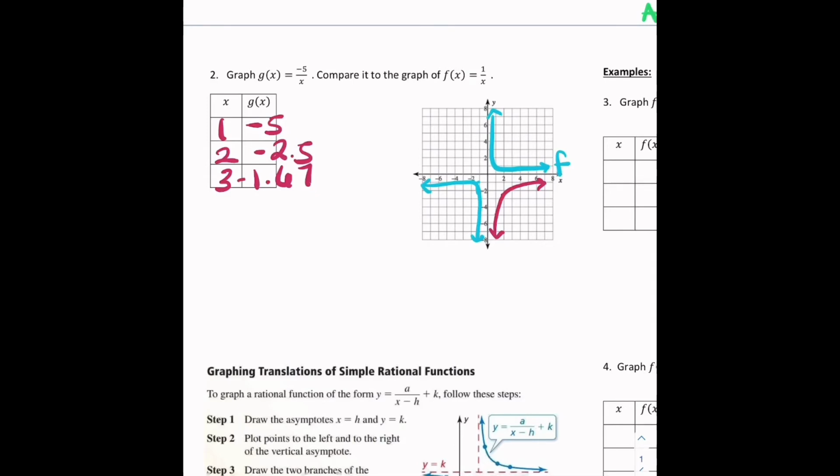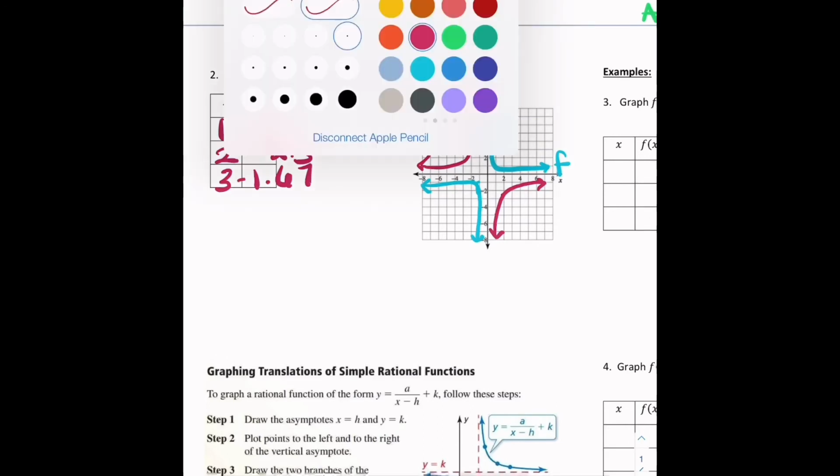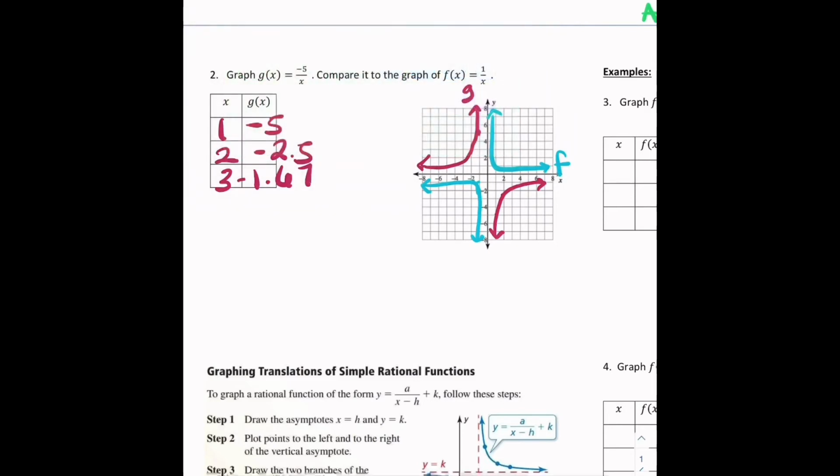Negative 1, positive 5, negative 2, positive 2.5, and negative 3, positive 1.67. Let's go ahead and draw our other branch. And I'm going to go ahead and label it G. And we're going to go ahead and compare our graphs.